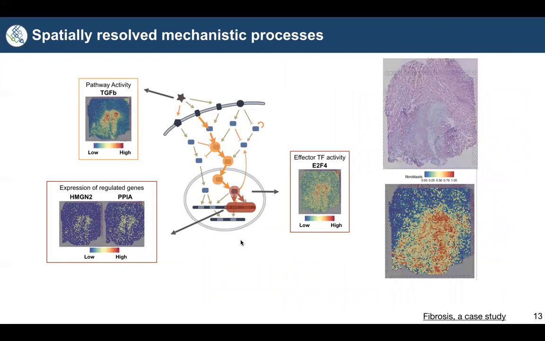Going back to the previous example of the fibrotic patient, now we can complement information of cell composition with signaling and TF activities. In this case, I show the activity of TGF-beta, one of the hallmarks of fibrosis, an effector TF, E2F4, and the downstream target genes. This type of analysis can help us to link the structure and functions of tissues.